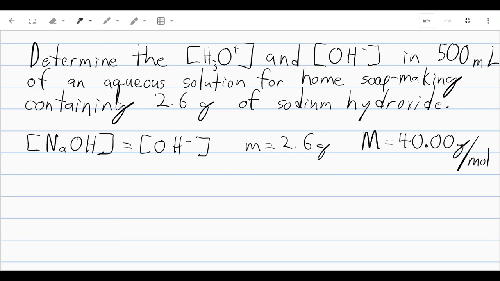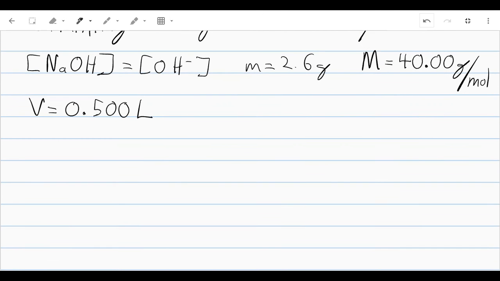We also have been given a volume. We know that this is half a liter of solution. Remember that when you're making this solution, that is the solution after the sodium hydroxide's been dissolved in it, so we would not add that volume in. So we can solve first for the concentration of the sodium hydroxide, or of the hydroxide ion.